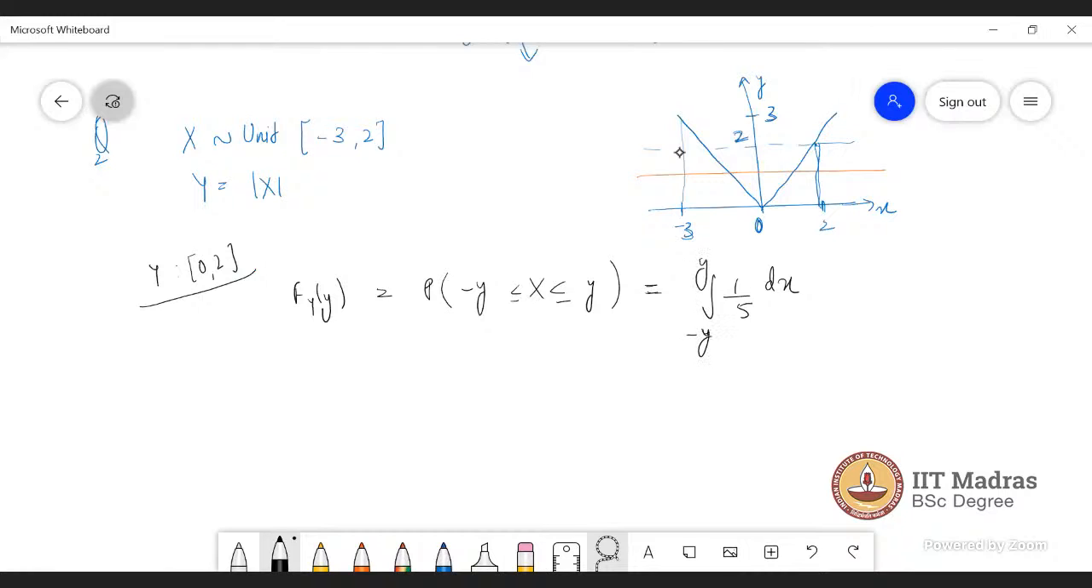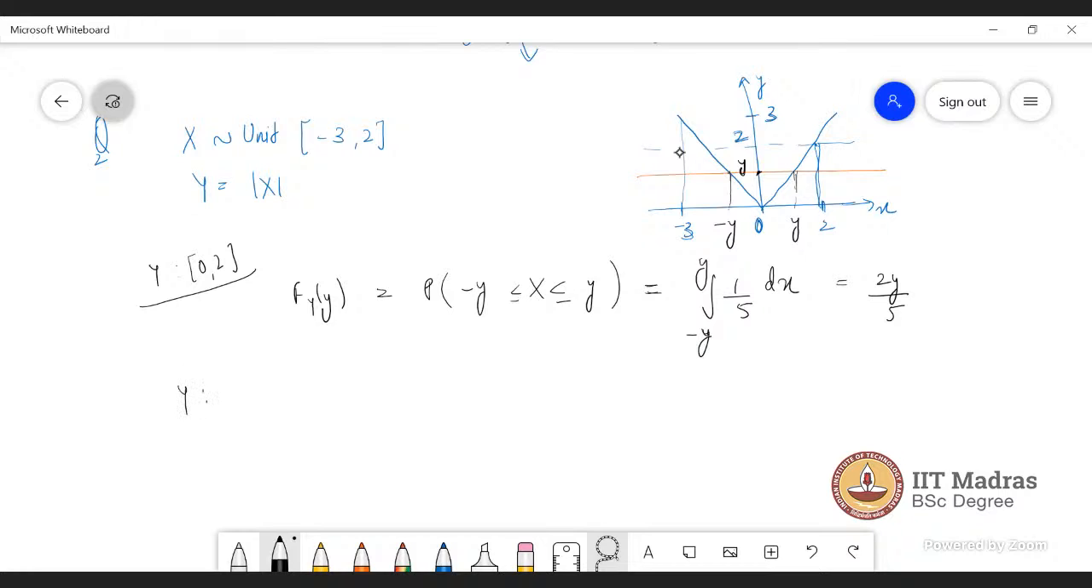So you can just draw this line and then make a horizontal line. For the range 0 to 2, if you take any y in between, let's say this is any y, so this is your minus y, this is your y. If you do the integration, you will get 2y by 5. So this is for y lying between 0 to 2.